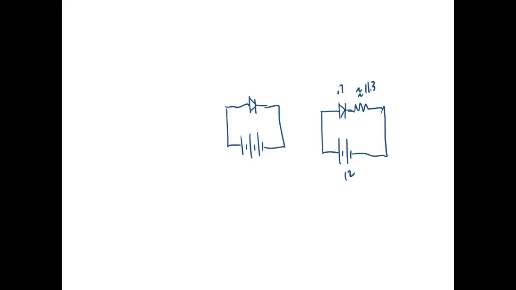So don't ever put a diode across a voltage source. Okay, everybody, we gotta have a resistor to protect it, right? Everybody understand that? So let's see if we can do logic with this thing.